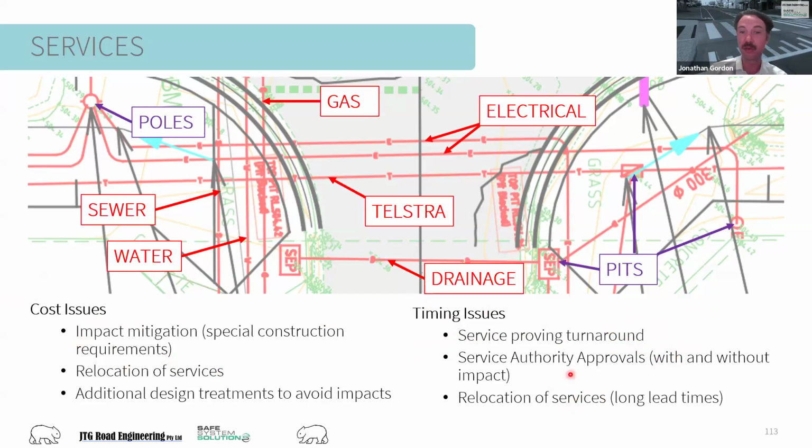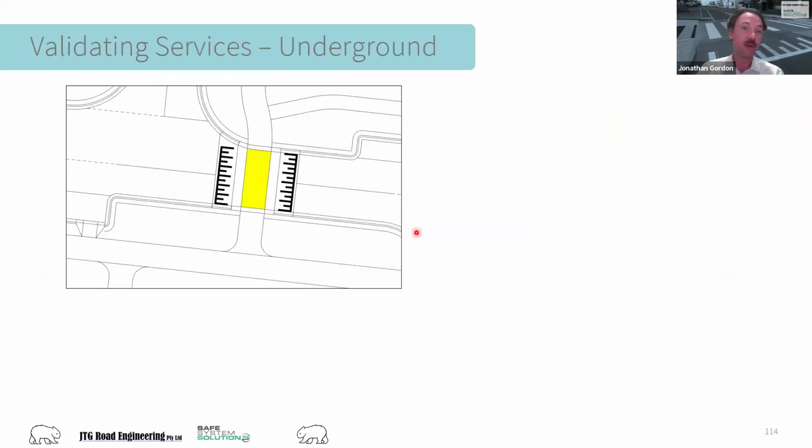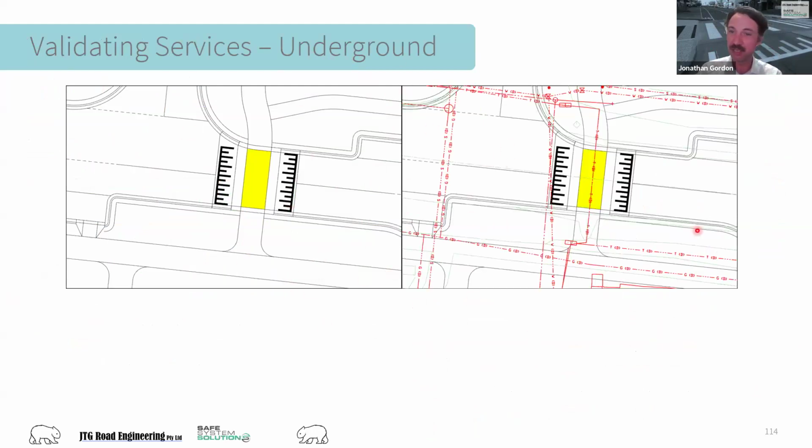We've also got service authority approvals and things like that. So with or without impacts, approvals may take time, 30, 90 days, these sorts of things. And relocation of services can sometimes be, again, at that astronomical level, 12-month lead times for significant demand industries. So what that all means is that this turns a site like this, my dream job with no services anywhere, into this site very quickly. But these are all very randomly placed, and that's what we need to understand: where are the services.